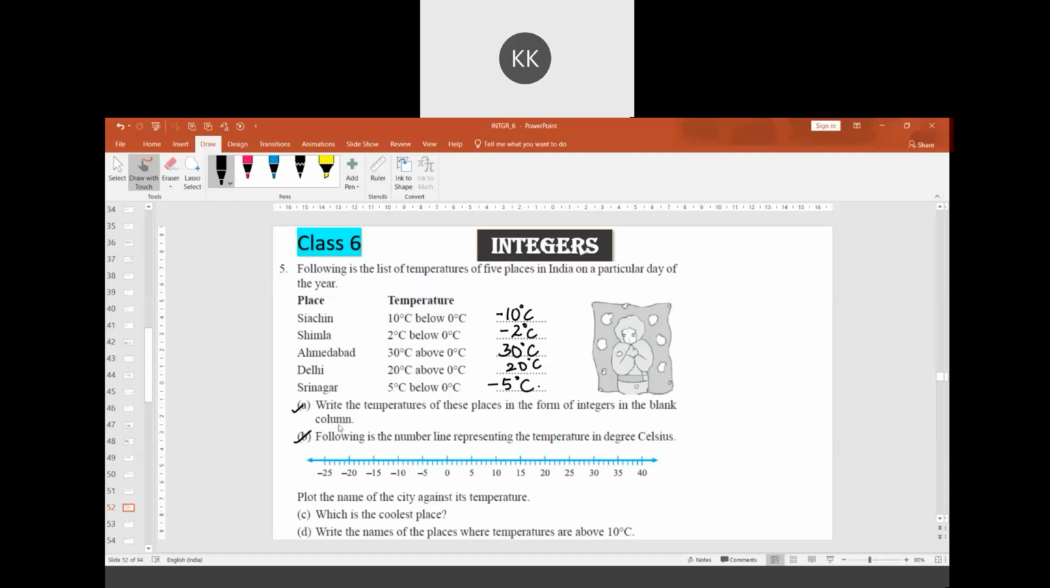That is done. The second one: following is the number line representing the temperatures in degrees Celsius. Plot the name of the city against this temperature. Minus 10 degrees Celsius, we need to mention here which city. Siachen. Now minus 2 degrees, where is that? It is the second line after 0. This is Shimla.